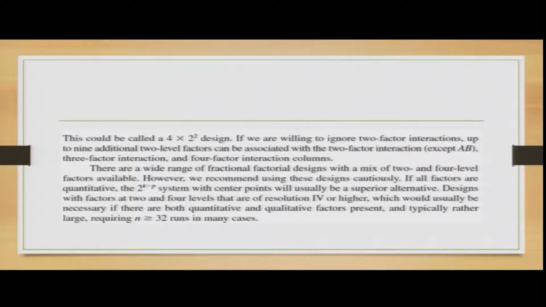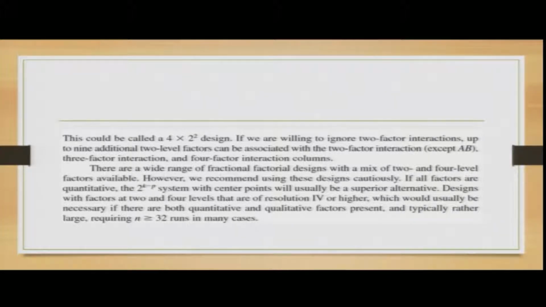So, if you are willing to ignore 2 factor interactions, up to 9 additional 2 level factors can be associated with the 2 factor interaction or 3 factor interaction or the 4 factor interaction, and they can be found out accordingly.